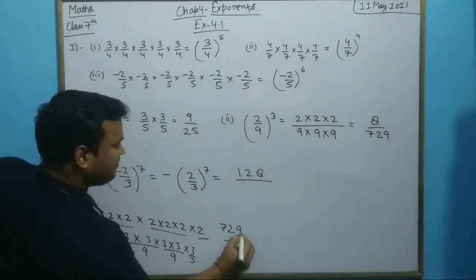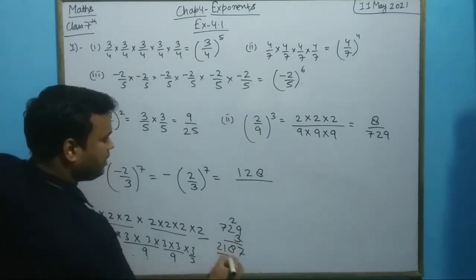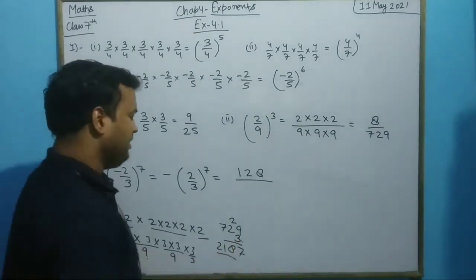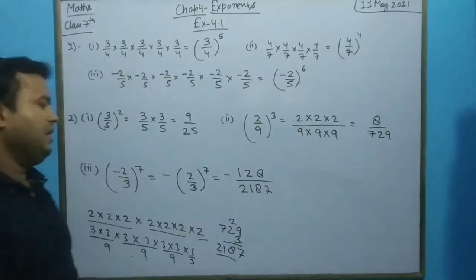3 9 is 27. 7 carry 2. 3 to the 6 7 8. 3 7 is 21. So it is 2187. 2187 and the minus sign. Okay. So this is our answer.